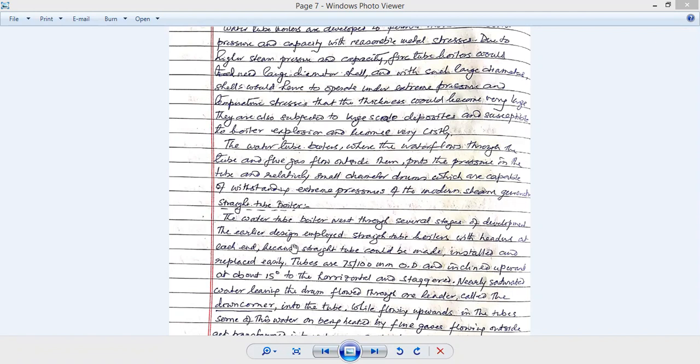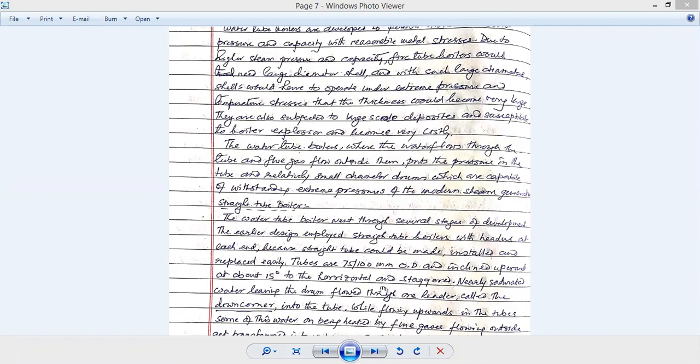The earlier design employed straight tubes with headers at each end, because straight tubes can be installed quickly and replaced rapidly. There is no bend, and they are connected to the header on both sides. A header is a chamber where the steam or water is collected and then supplied onward. Here is a water tube. Here, through the header, the water meant for boiling into steam goes inside.